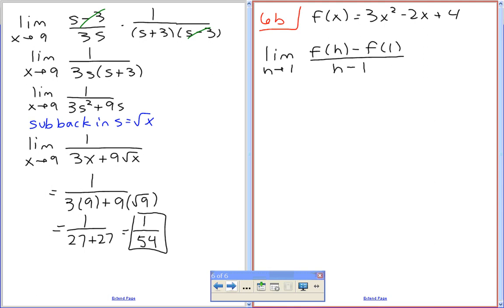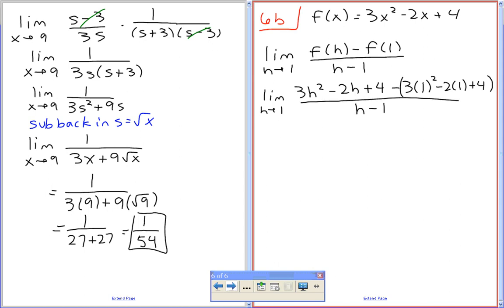Who are we up to? Taylor, we're up to you. What does f of h mean, please? So you can do your limit statement. Yeah. And then 3 bracket h squared minus 2h plus 4 minus, and then do the big bracket. Yeah. 3 times 1 squared minus 2 times 1 plus 4 over h minus 1. Good. So far, so good. Melody, what are you next, please?